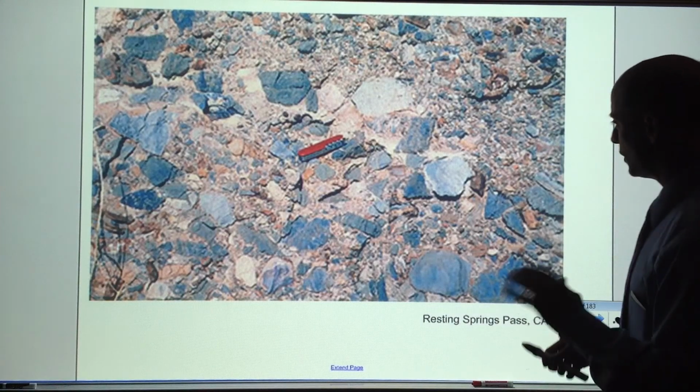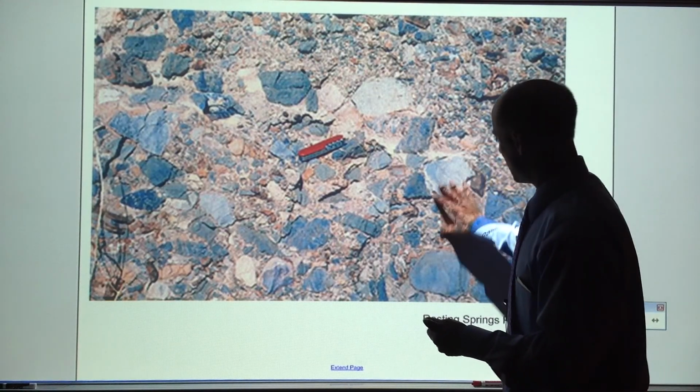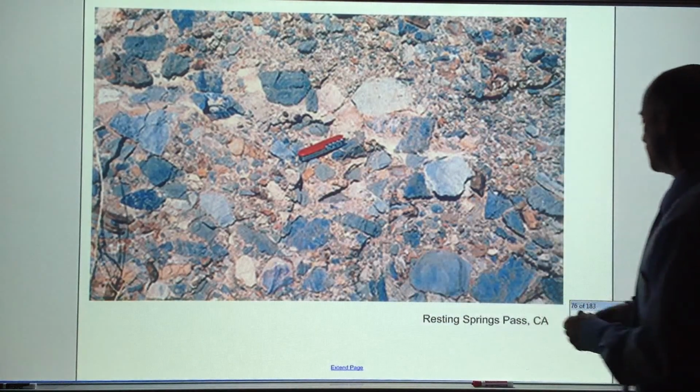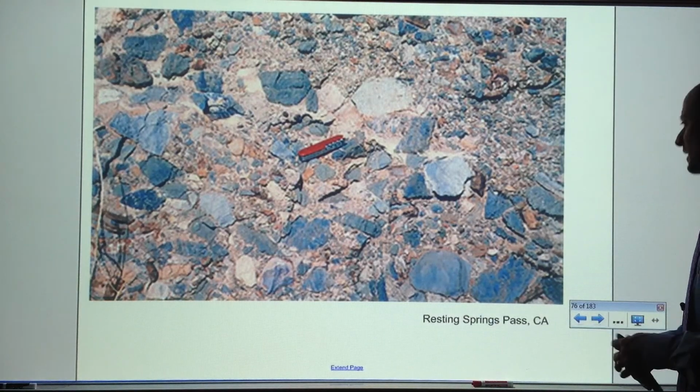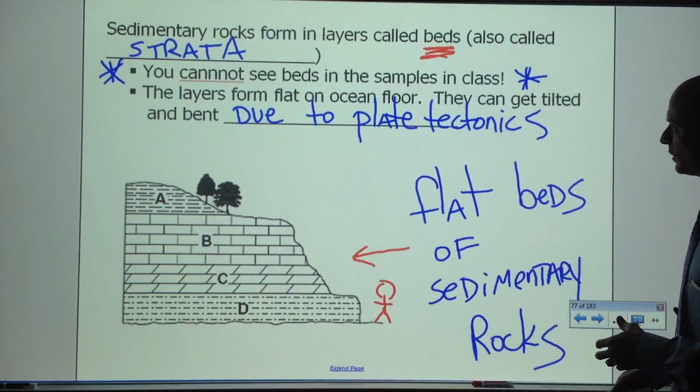This too kind of shows another type of, this is a pretty large sediment here. That's like a pocket knife, so maybe it's about that big for scale. This is in Resting Springs Pass, California, is where that was taken. So, some more sedimentary rock.